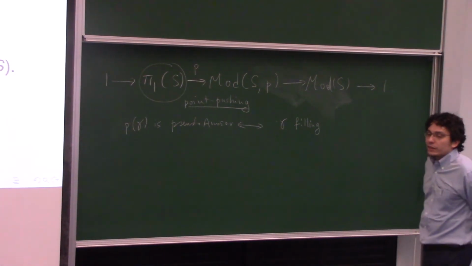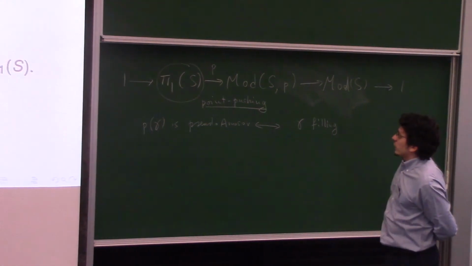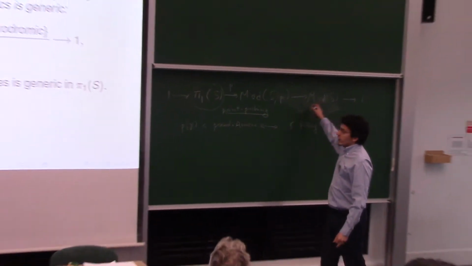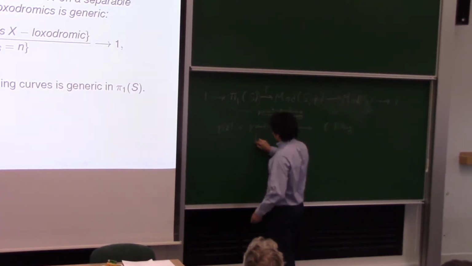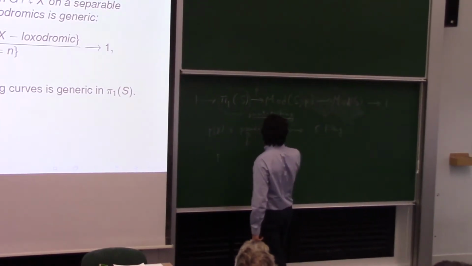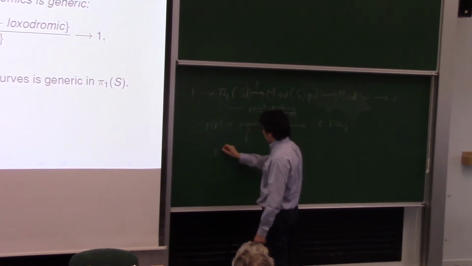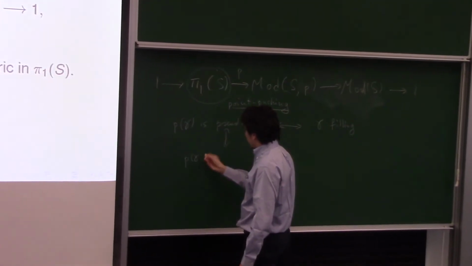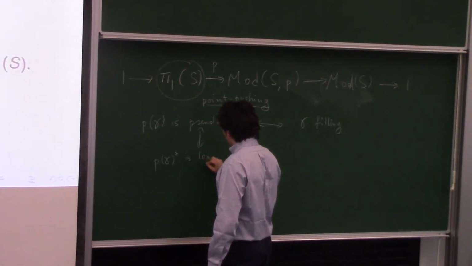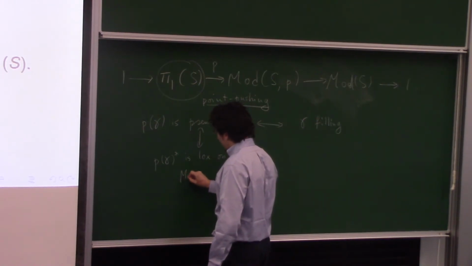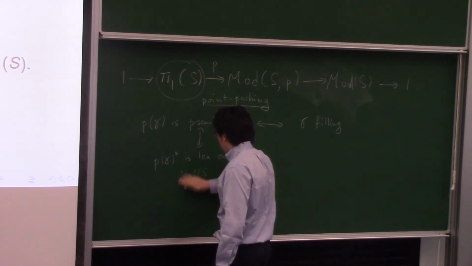So in this case, the action is on the curve complex. That's right. So the action here is the action on the curve complex. So if it's pseudo-Anosov here, it means basically that P of gamma is loxodromic on the mapping class group. Sorry.